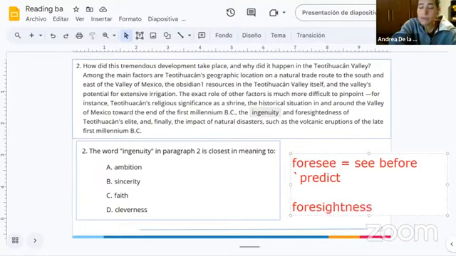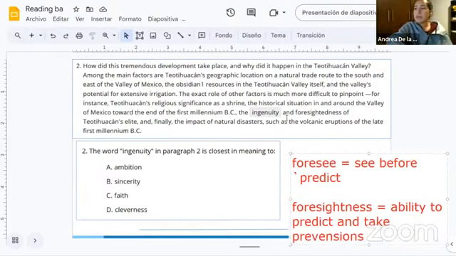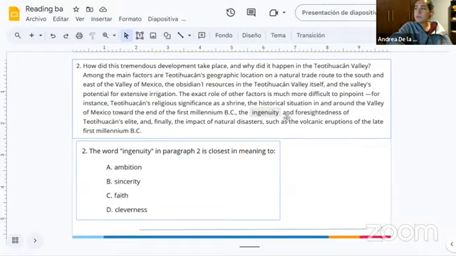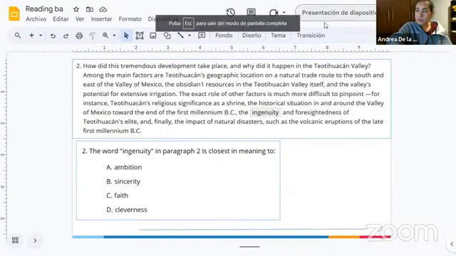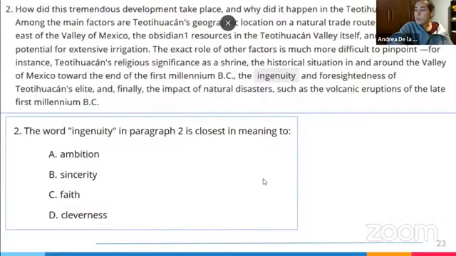So foresightedness, since it cannot be a verb, it has to be a noun. It's the ability to predict and take preventions. Okay, that's foresightedness. The ability to see things before they happen, to make accurate predictions, and to take provisions based on those. That is foresightedness. So we have to understand that the two of them go together, right? Ingenuity and foresightedness, they go together. So they gotta be similar in some way. What do you guys think?